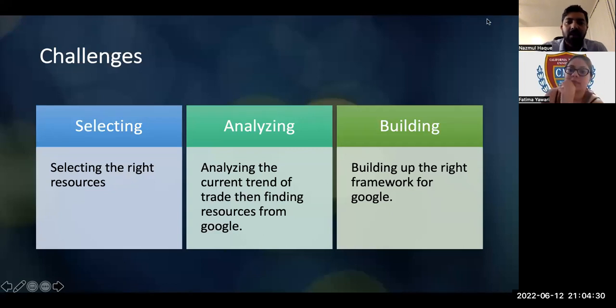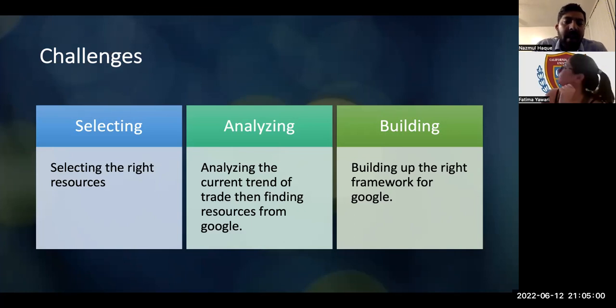So the challenges, in 1 minute. First of all, I would say selecting the right resources, which comes with selecting the right topic of your interest, because a lot of topics might seem interesting, but you don't have that much interest when you want to do research or write a brief thing about that topic. So the resources and also the topic were challenging.